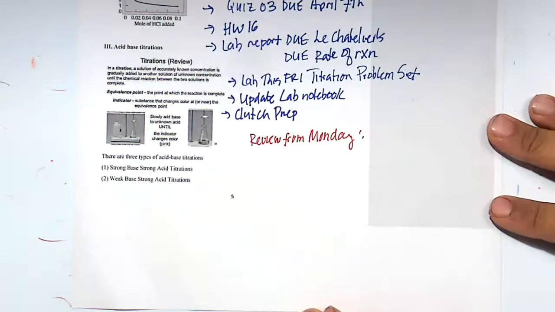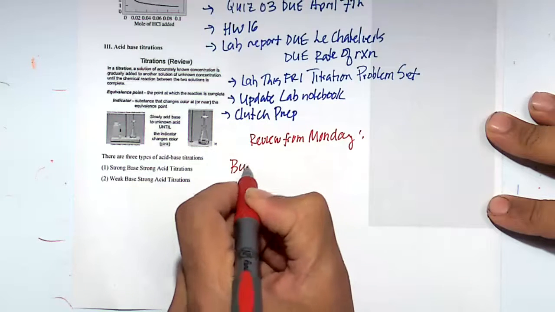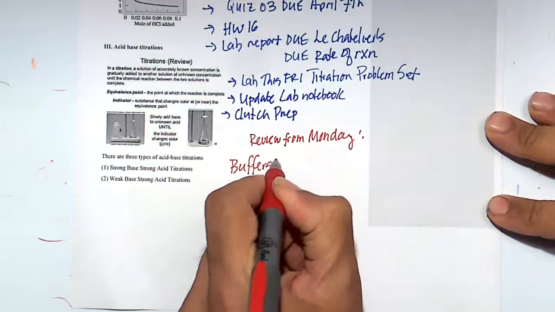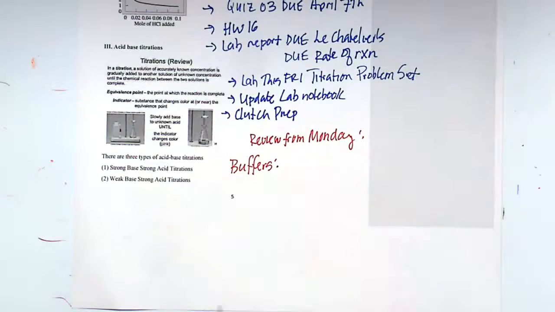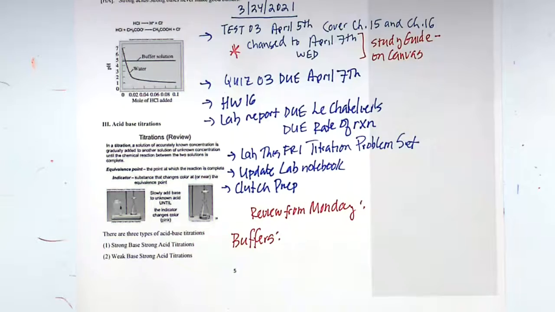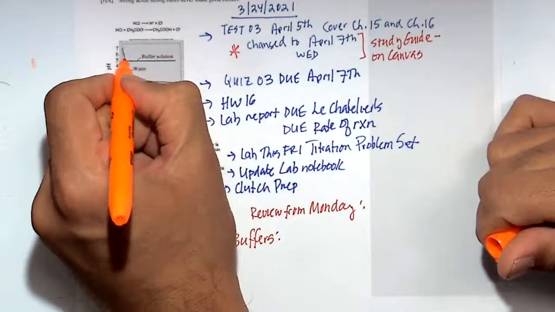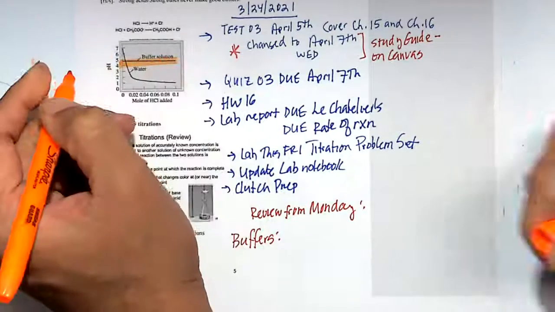The first thing I want to review for you guys is this idea of buffers. When you think of a buffer, it's going to be something that keeps the pH stable. pH is minus the log of H plus concentration. It's going to keep the pH stable.